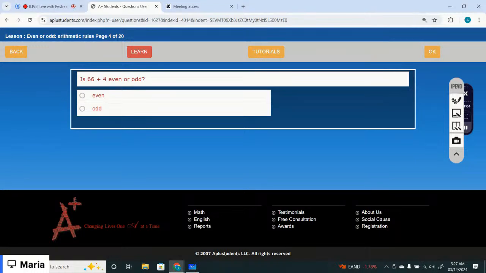Is 66 plus 4 even or odd? They both are even numbers, so their sum must be even. 66 plus 4 is an even number.